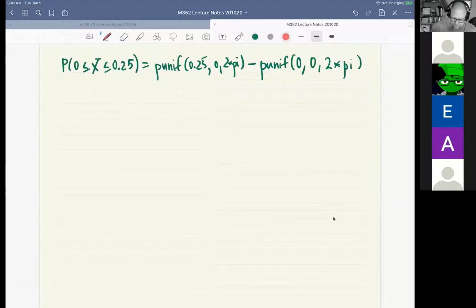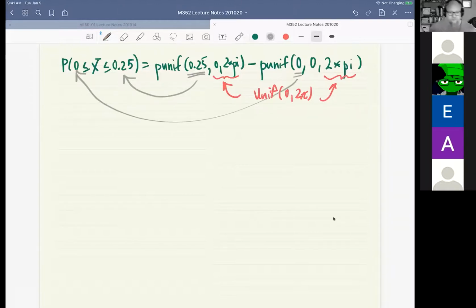Okay. So these things here reflect the fact that you're doing a uniform distribution from 0 to 2 pi. So you need those in the function. And then these represent the endpoints of the interval that you want x to fall into. So this is how you can calculate this probability using R. Any questions about that?